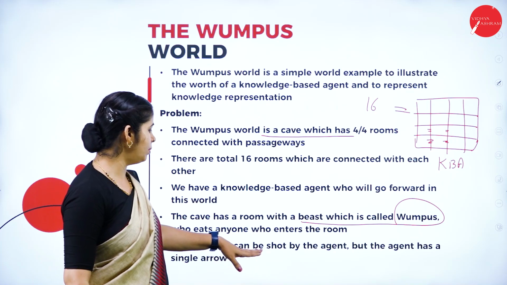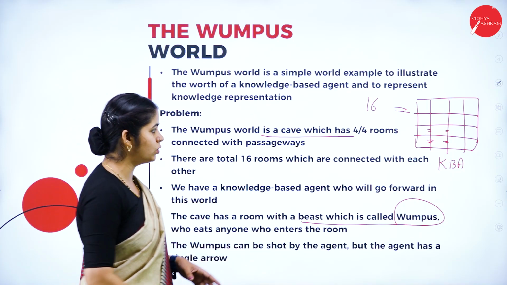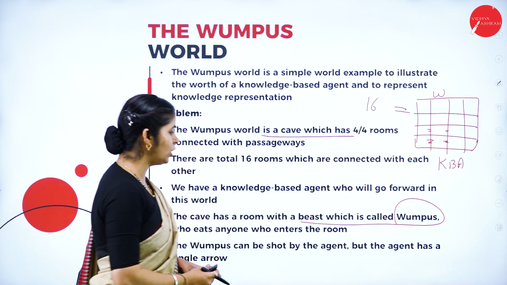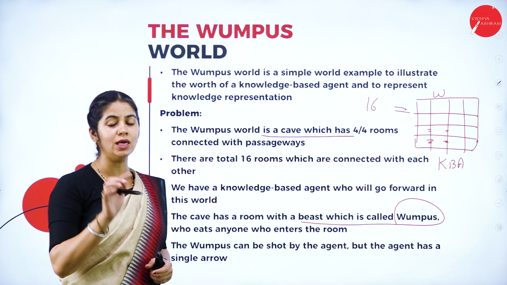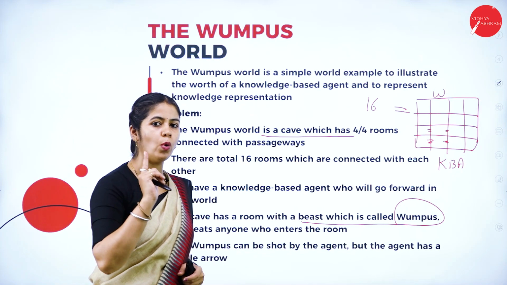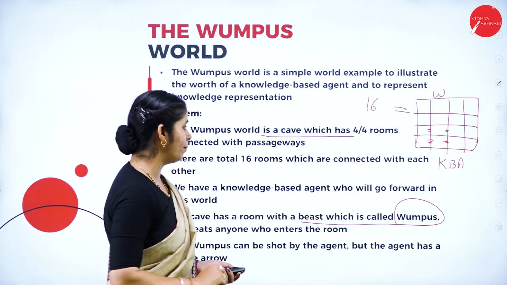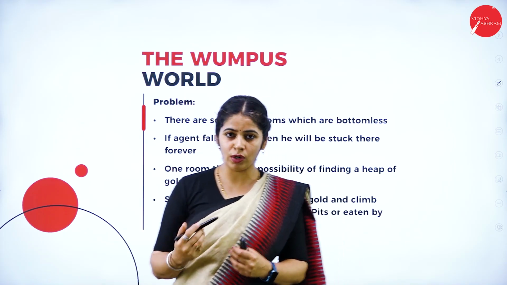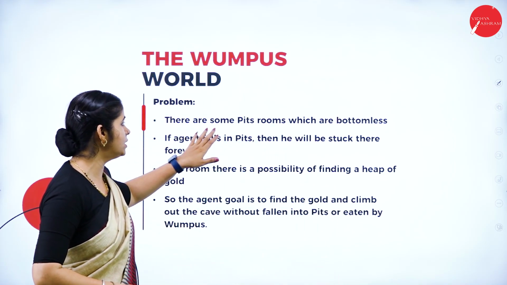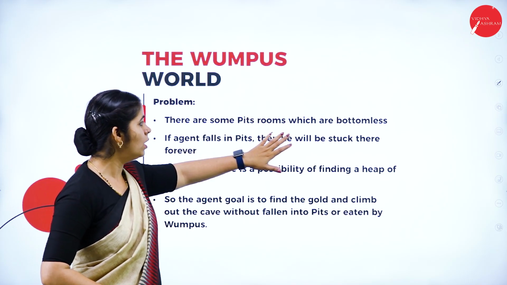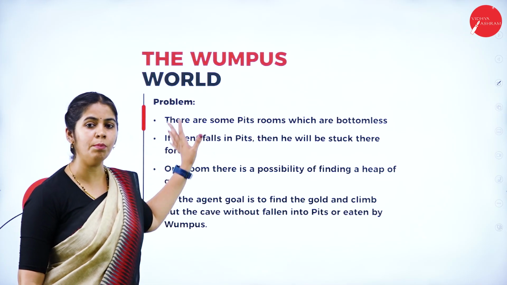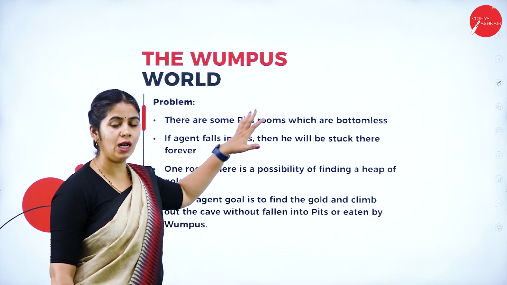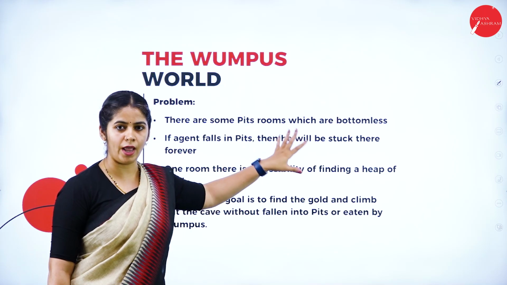The Wumpus can be shot by the agent, but the agent has only a single arrow. He has only one chance to kill the Wumpus. There are also some pits in the rooms which are bottomless. If the agent falls into a pit, he will be in the pit forever.